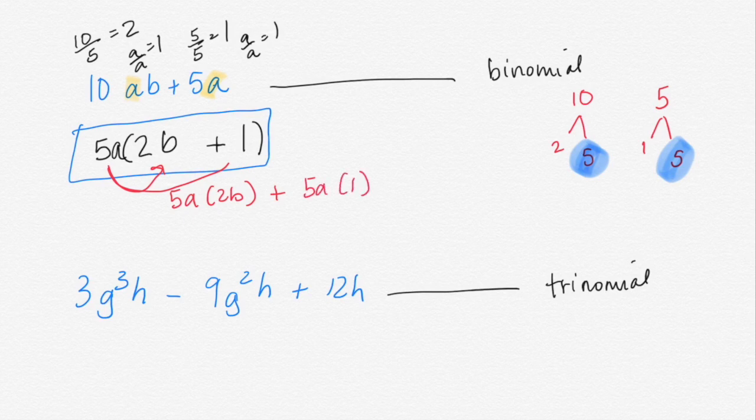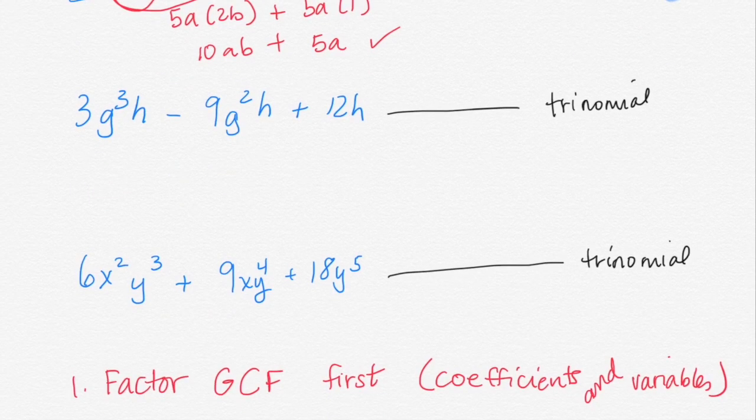And there's a way you can check your answer if you did this correctly. You can multiply by using the distributive property: 5A times 2B, 5A times 1. When you're done multiplying, if it gives you the same thing that you started with, then you did it correctly.